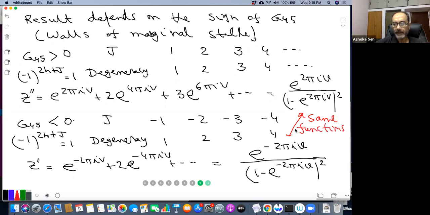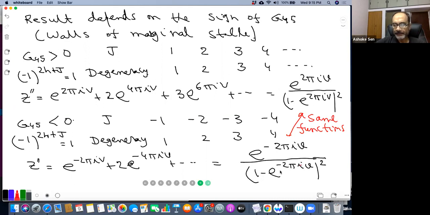Okay, this function you can manipulate to write it like this. However, what it is saying is that even though they are the same functions, here you have to expand in one way, so that it converges for imaginary phi positive. And here you have to expand it in a way so that it converges for imaginary phi negative. The reason that you get two different results by doing these two different expansions is because there's a pole at v equal to 0.